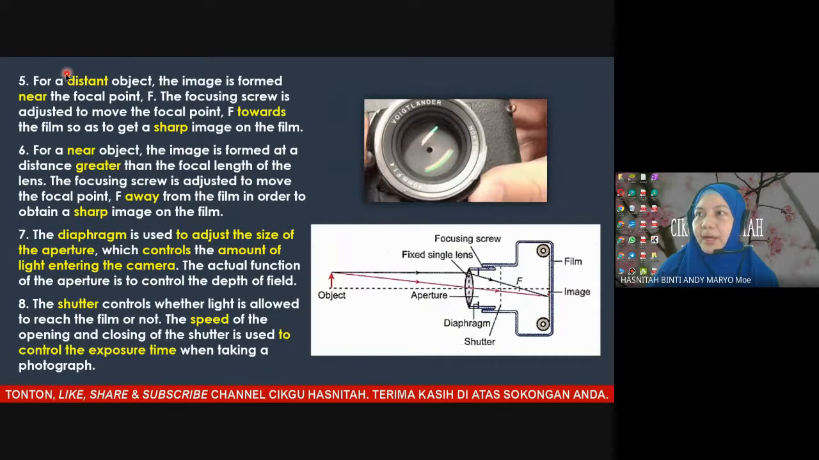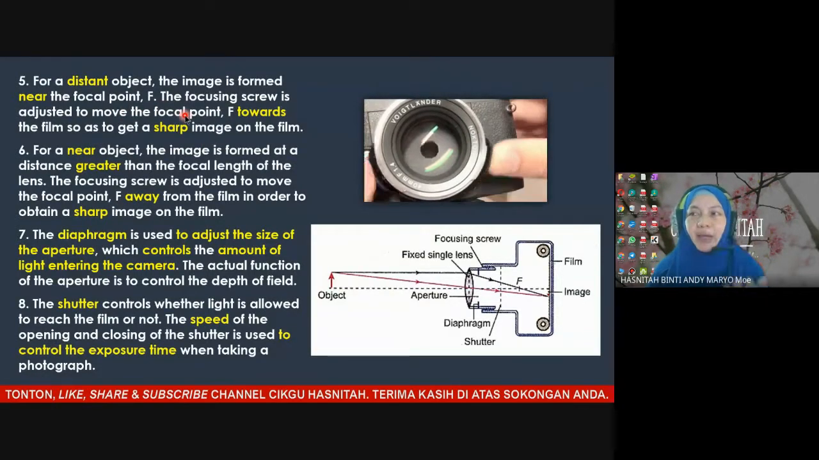Okay, this one, how to take a picture for a distant object. This is where the image is formed, near the focal point, at a distance of 25 cm. So we can adjust the film front and back until we have a sharp image produced on it. And to take a picture for a closer or near object, the image is formed at a distance greater than the focal length of the lens.